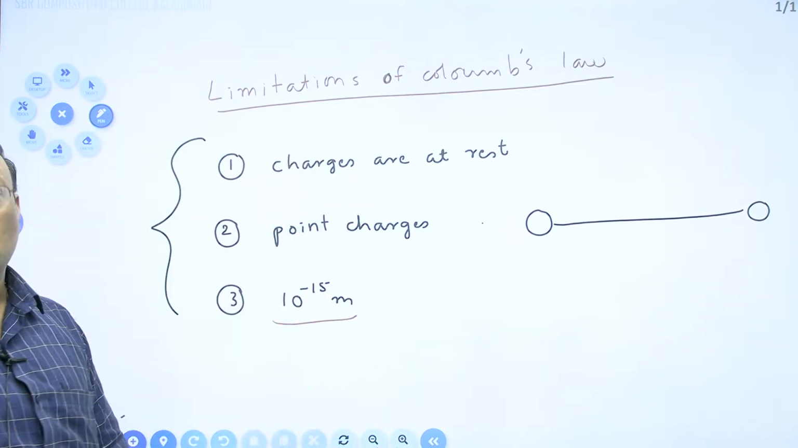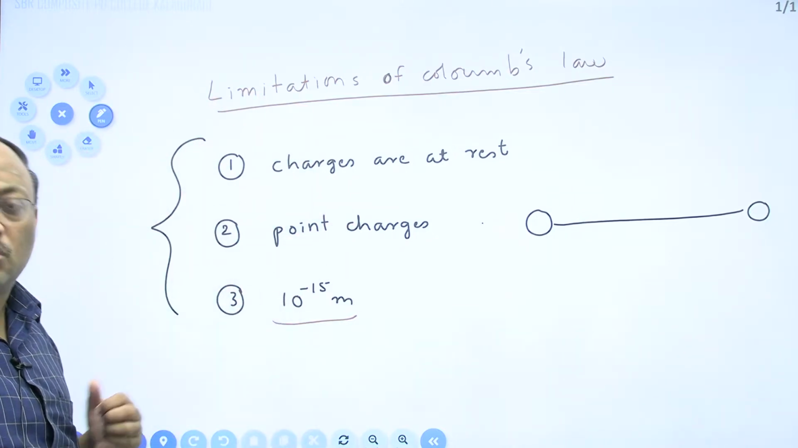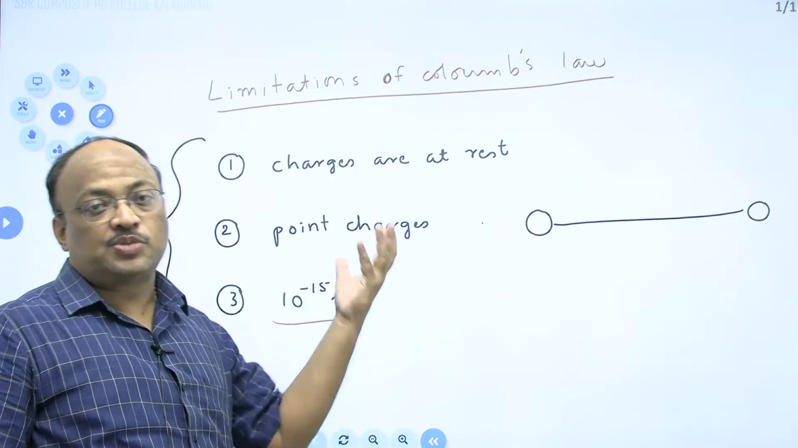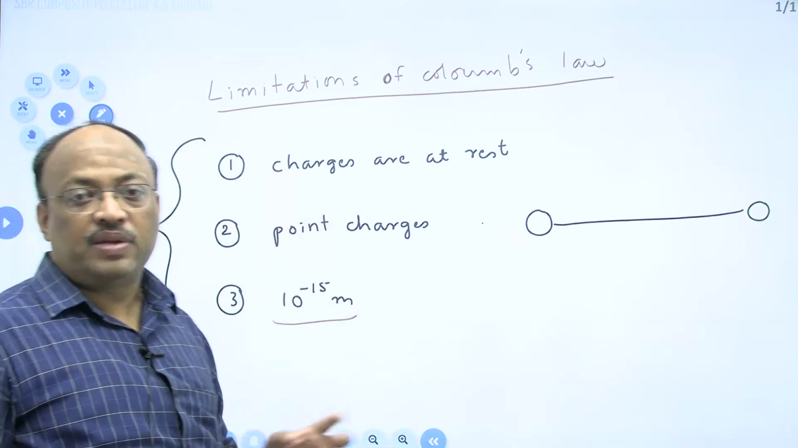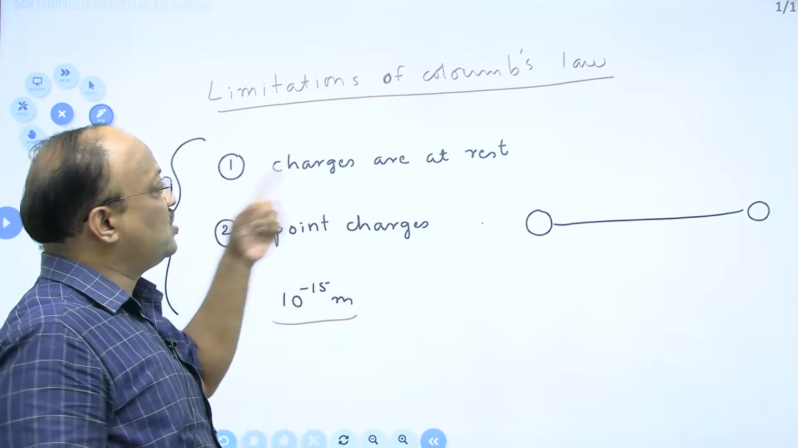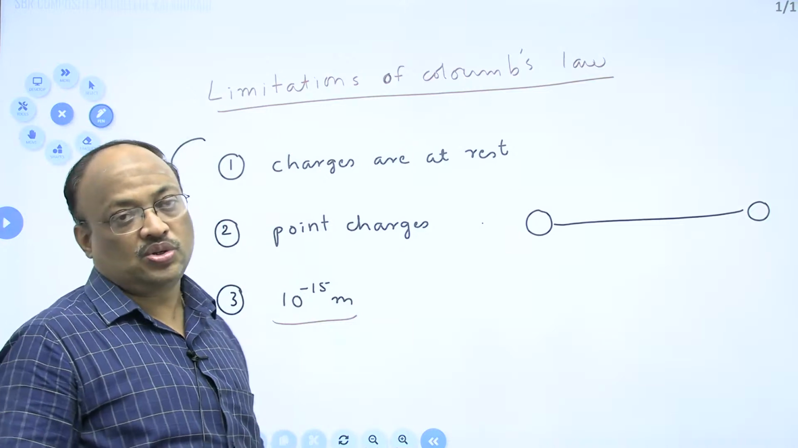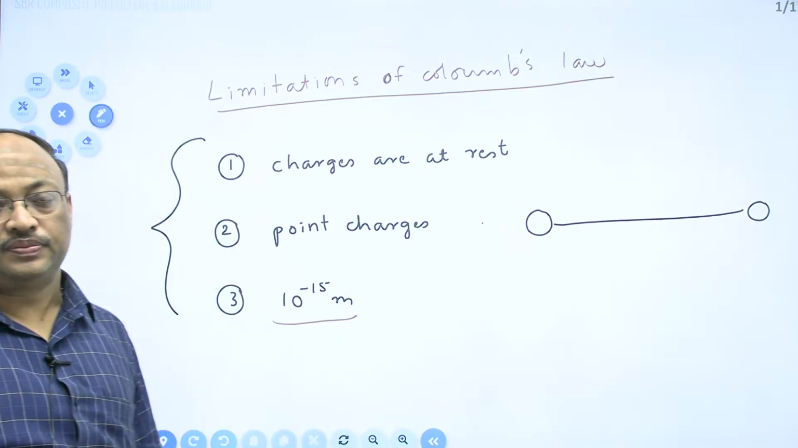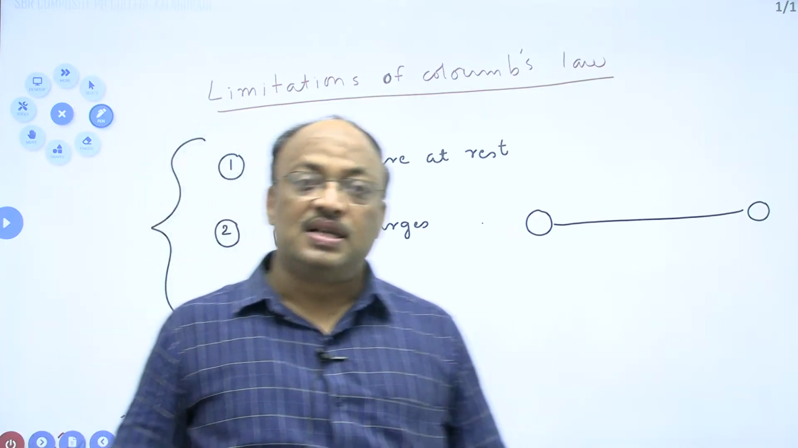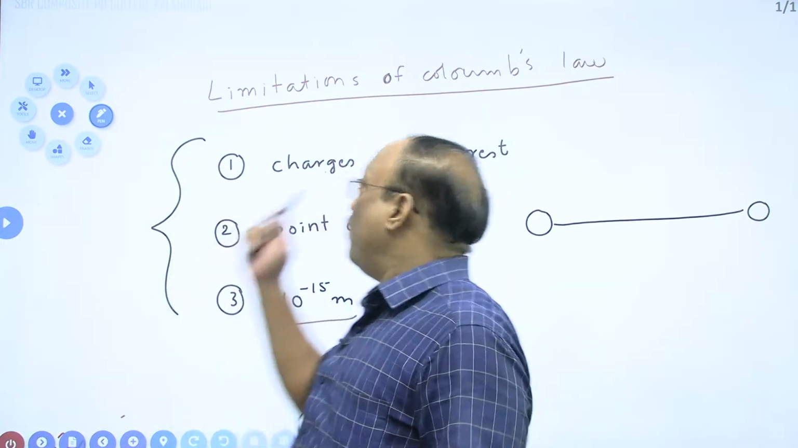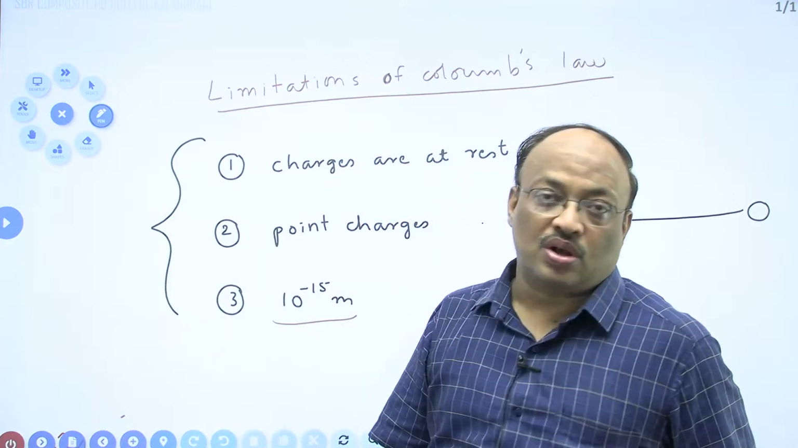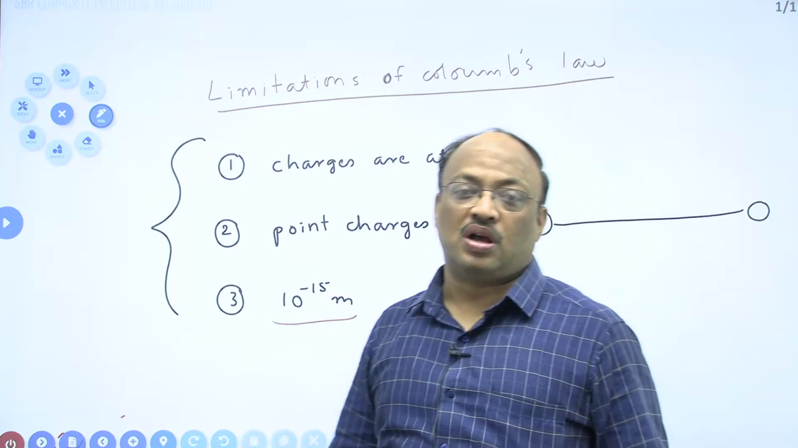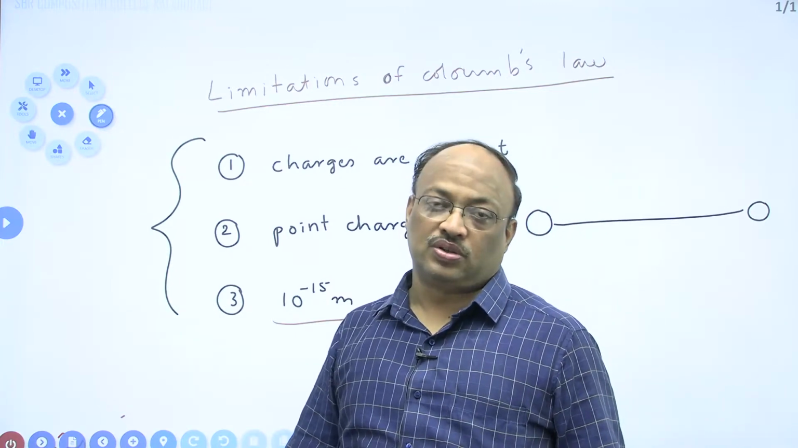So these are the limitations of Coulomb's law, a very important question from the theory point of view. Even 'state and explain Coulomb's law' is a very important question, and the limitations of Coulomb's law is also a very important question. One more important question we will discuss in tomorrow's class: the vector form of Coulomb's law. Vectorially, how can you write Coulomb's law? That we will see in tomorrow's class.